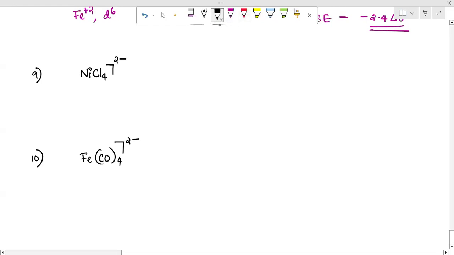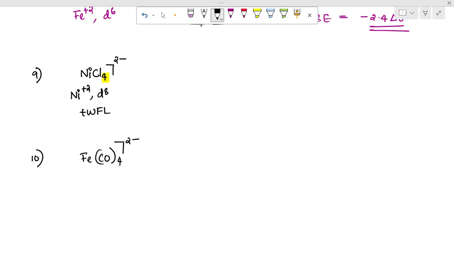Okay, next one, nickel. Nickel is in +2 oxidation state, D8 configuration. D8 is a special configuration which we have said earlier from valence bond theory. We said that if the coordination number is 4, D8 along with a weak field ligand gives you tetrahedral geometry. Correct? D8 with a weak field ligand, chloride is a weak field ligand, will give you tetrahedral geometry. So in that case, E would come at the bottom, T2 will come at the top. So it's a weak field ligand.